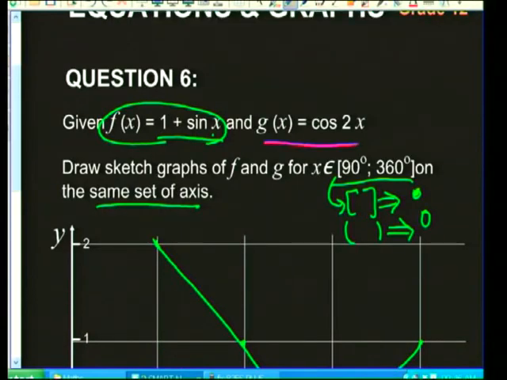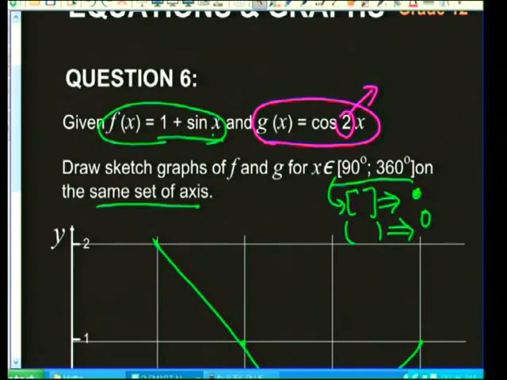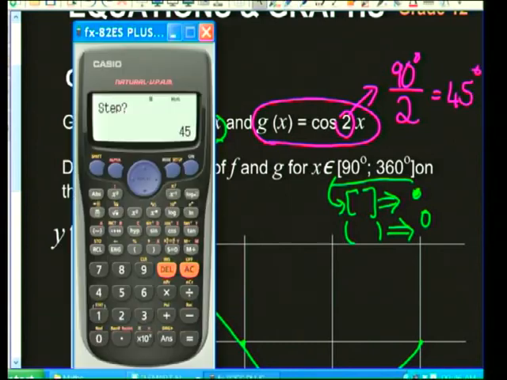g of x equal to cos 2x. Now this 2 here, remember when we did the cos and sine graph, usually we go up in 90s. So if I were to punch cos 2x into our calculator, start at 90, end at 360. Now we need to go up in 45s. How do I get 45? 90 degrees, which is what we usually go up in, divided by 2 gives you 45 degrees.